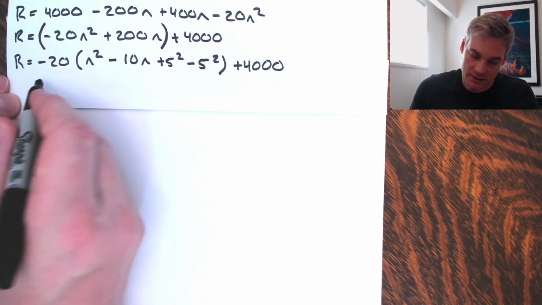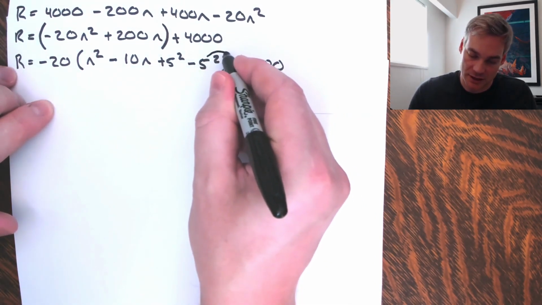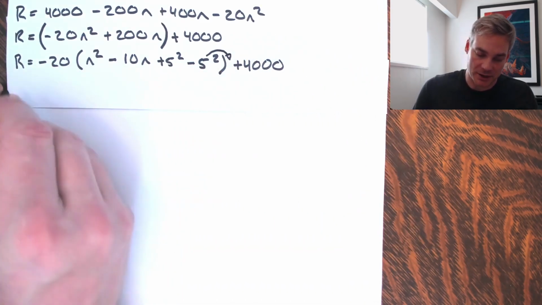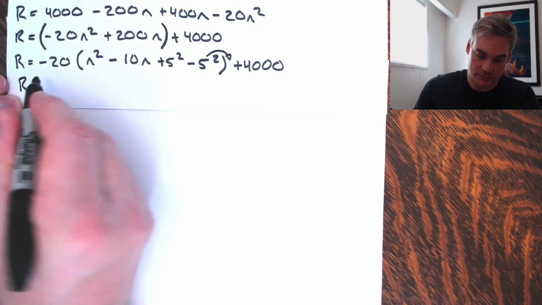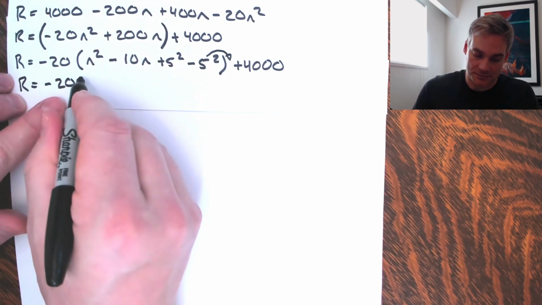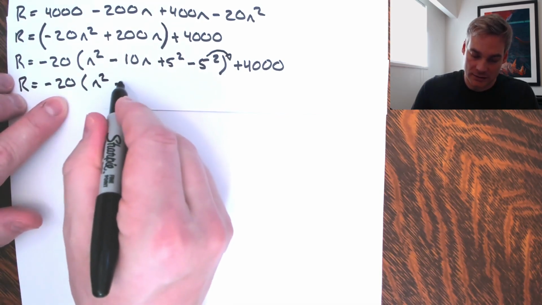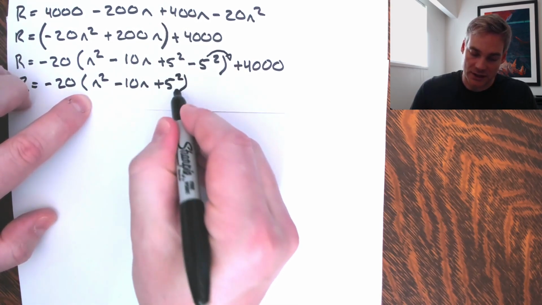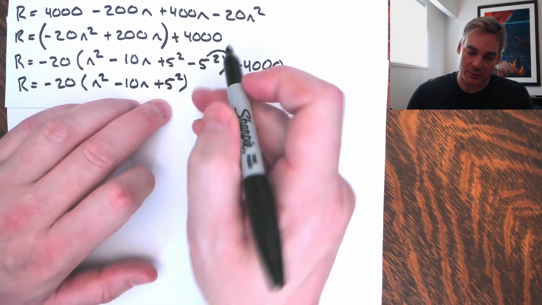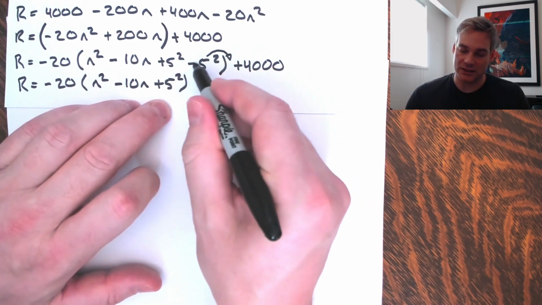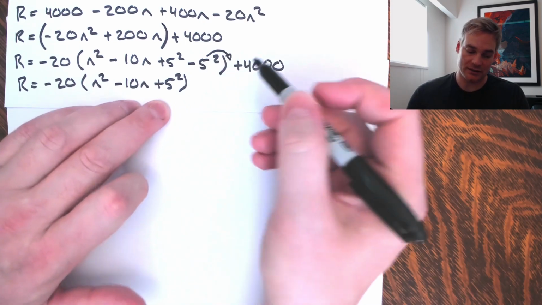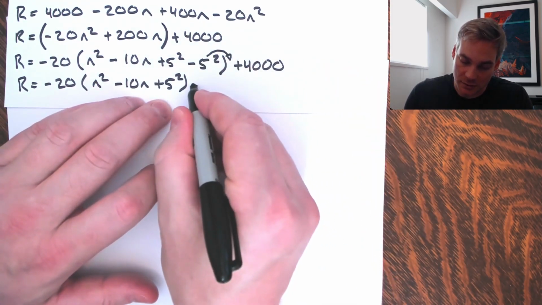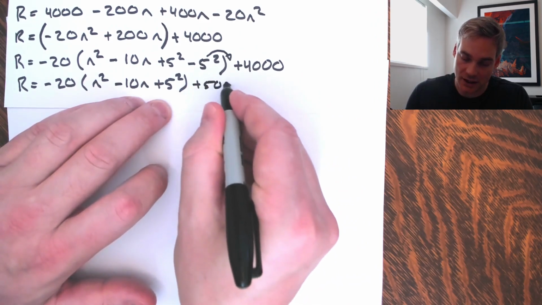is this, and I'm going to bring this term outside of the bracket. And when I do that, I have to multiply by negative 20. And I'm going to leave this as 5 squared, and it'll make sense in a second. When I bring this one out, that's 25, but it's a negative. So negative 25 times negative 20 is positive 500.